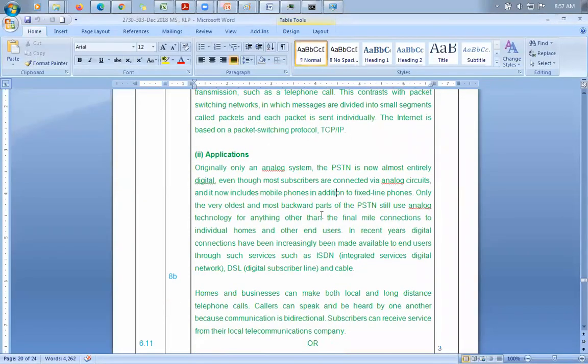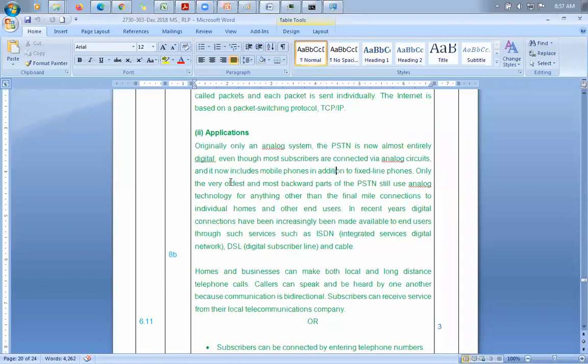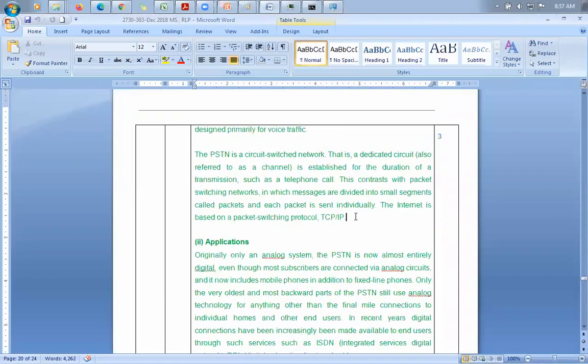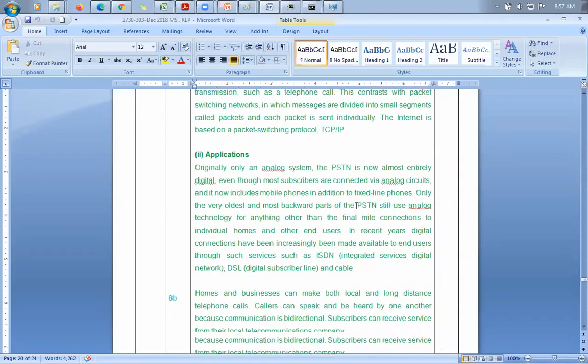So yeah, I think we will stop here, and we will continue in our next class. We will see about the applications where this PSTN will actually hold good.